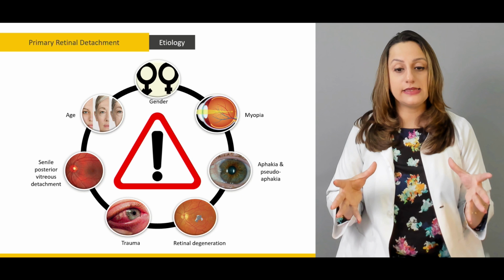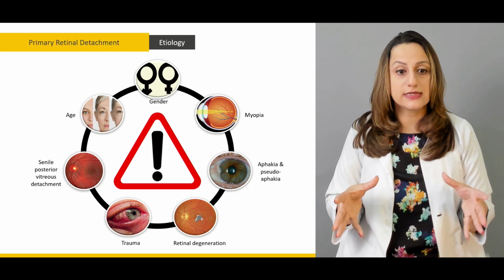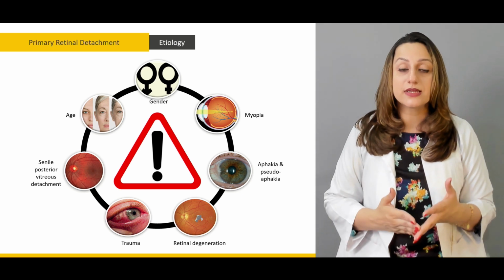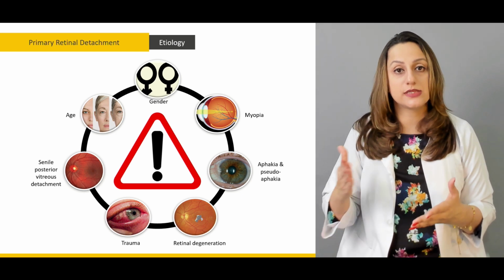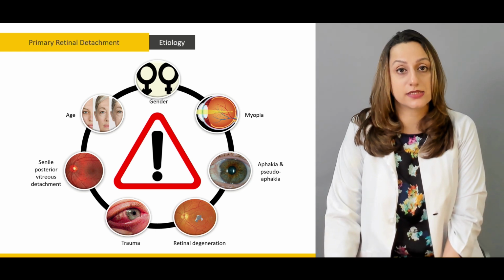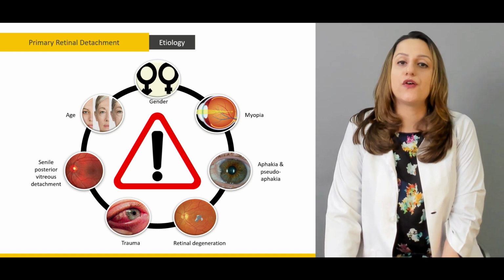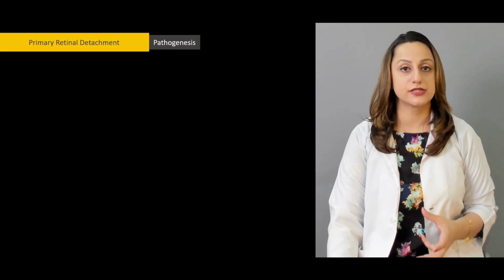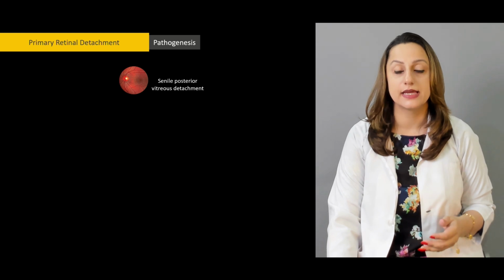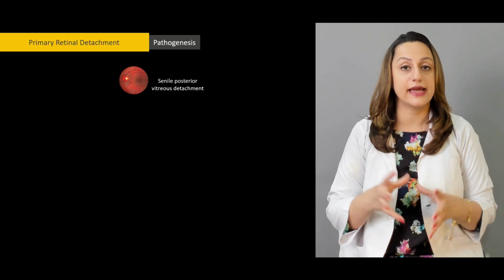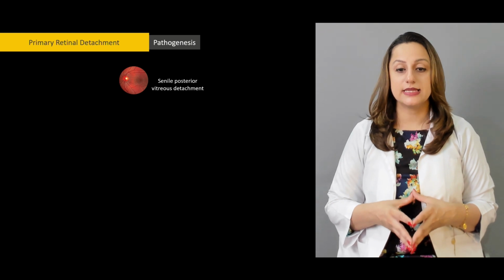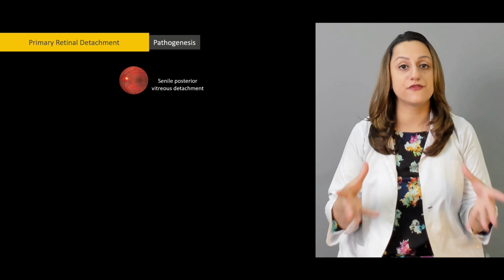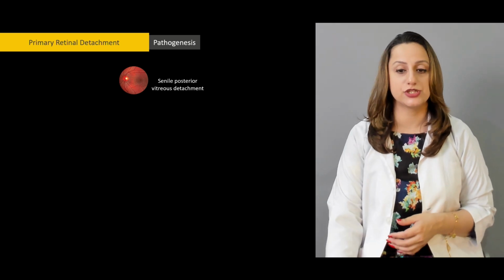So these are basically the list of risk factors that can be related to the development of rhegmatogenous, or the primary, retinal detachment. These can be the causative factors towards the development of this group of conditions. Discussing the pathogenetic factors, or the pathological processes underlying this kind of primary retinal detachment, the starting event is the senile posterior vitreous detachment.